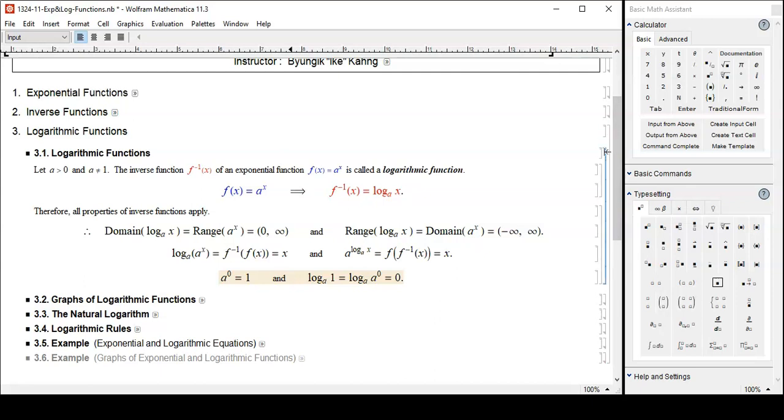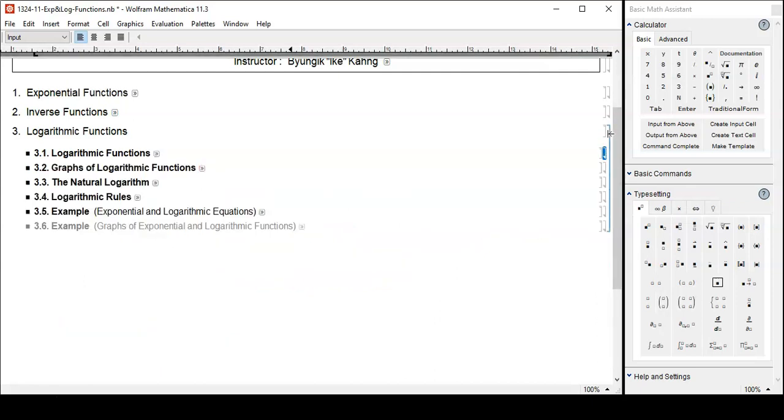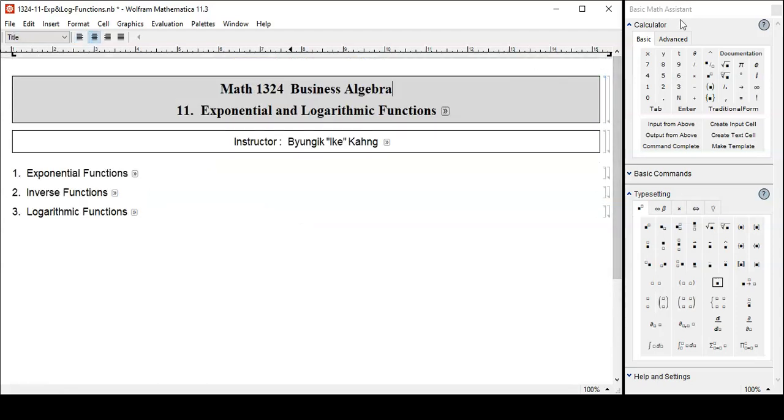All right. We're going to talk about log rules and log equations in the next video. And that's it for the first third of section 3.